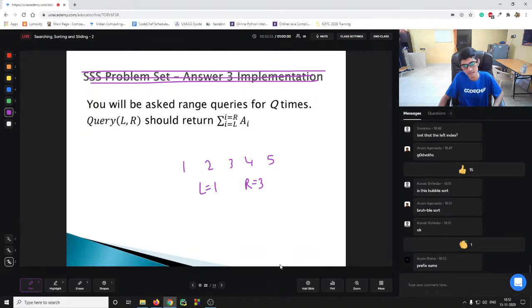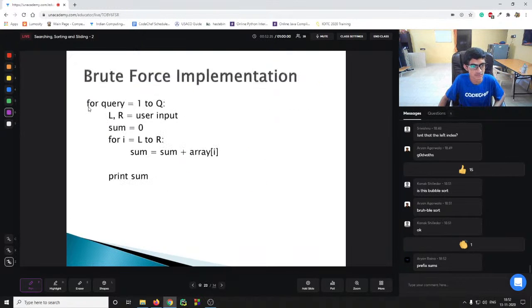Now take a look at the brute force implementation. The brute force implementation is for query equal to 1 to q. For q times, this repeats the following code, because there are q queries. L comma R equal to user input, such as 1 comma 3 or 0 comma 5 or 0 comma 4. Sum is initially 0, and for i equal to L to R, sum equals sum plus array of i. I'm just adding all the elements.